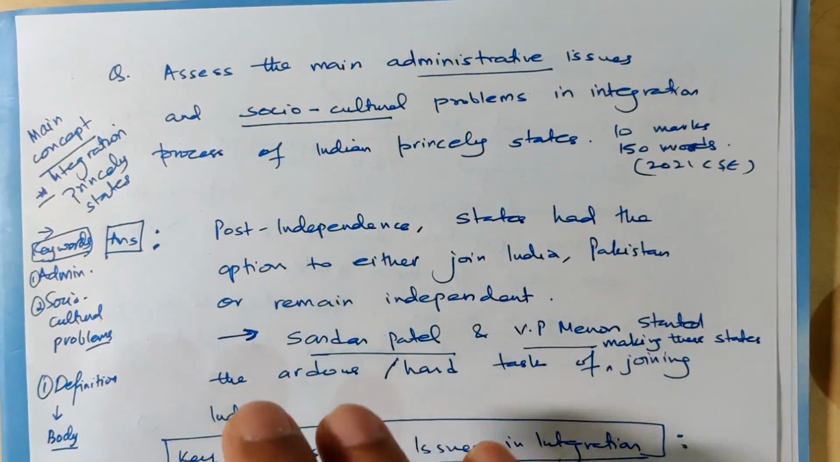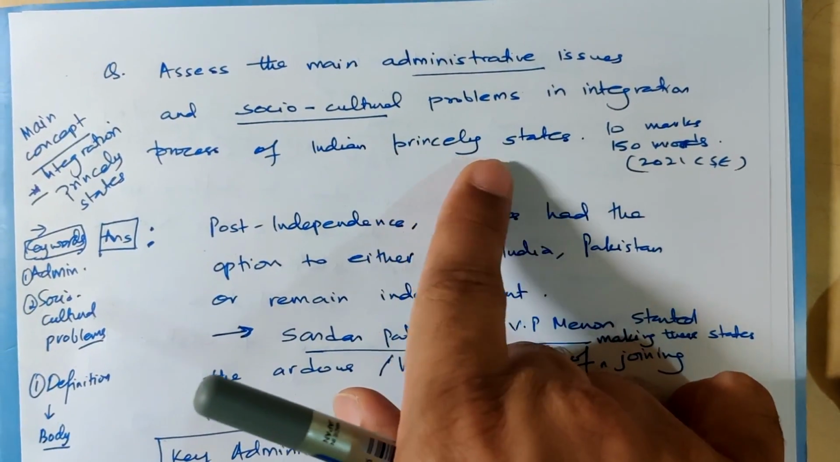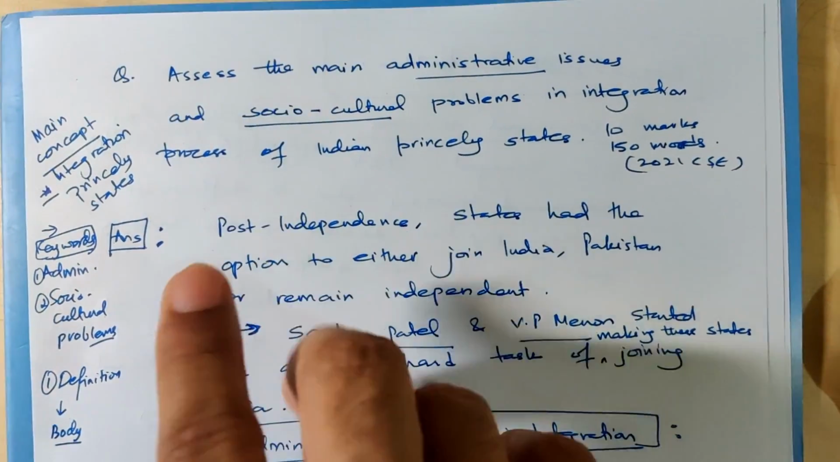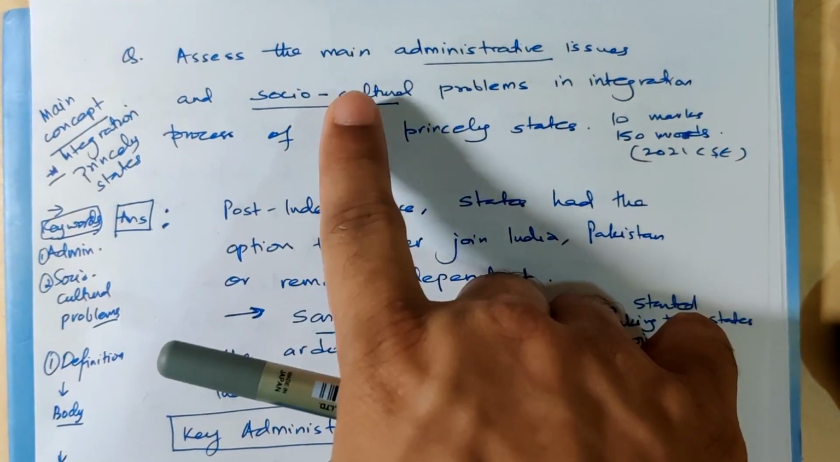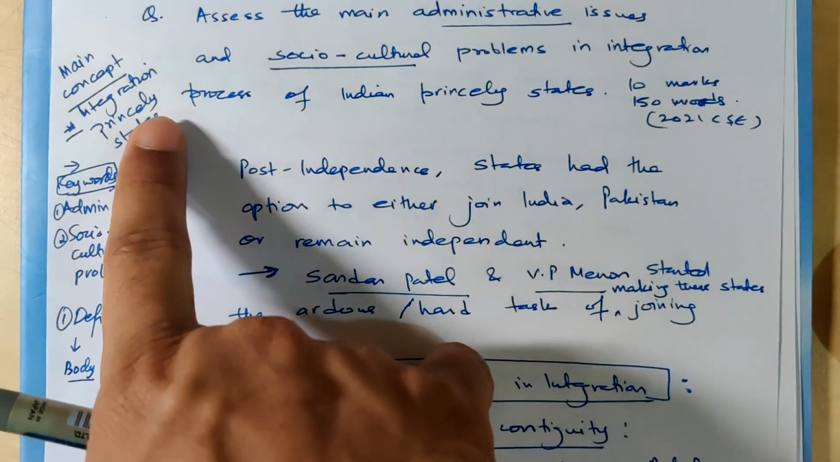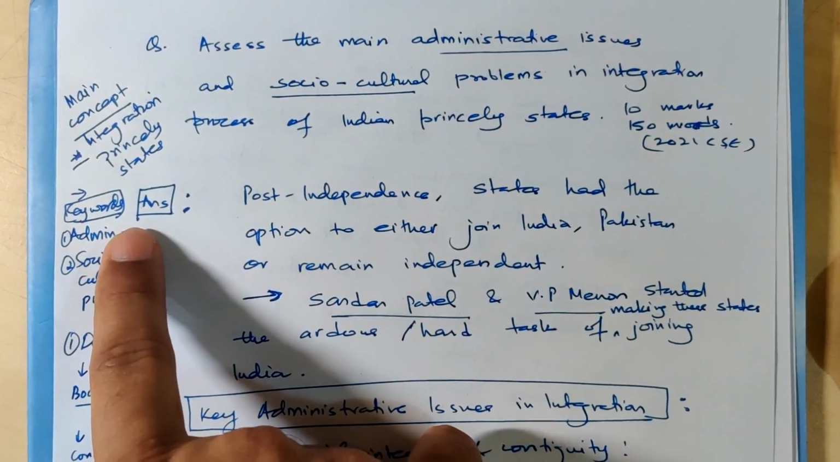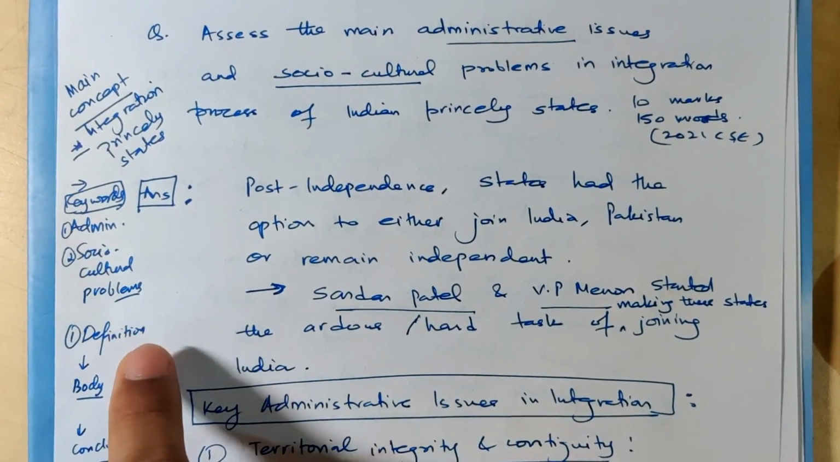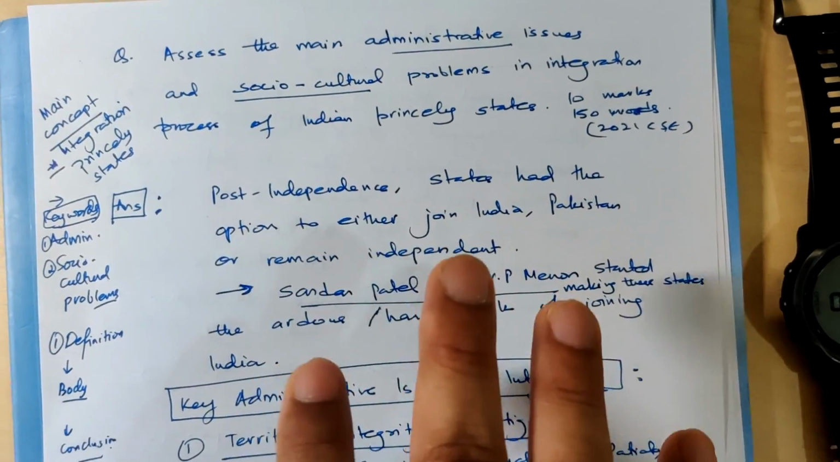What were the various issues faced by India during the integration of various Indian princely states into India, and what are the two main things on which we have to focus: administrative issues and socio-cultural issues. So the main keywords here are integration of princely states into India, then administrative problems faced, and the socio-cultural problems that were faced. So how will you actually think about answering this question?